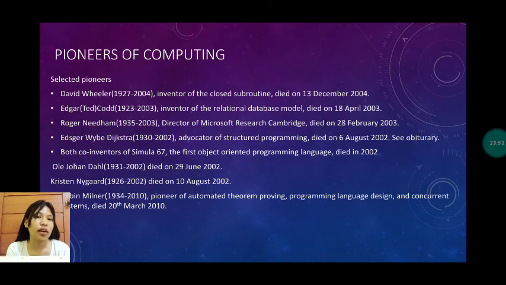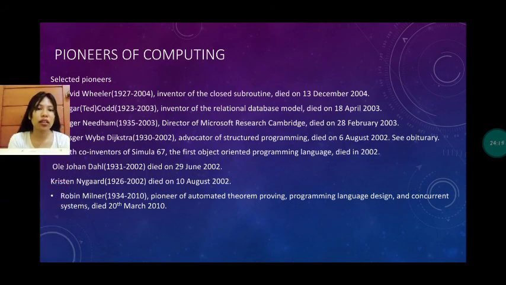Both co-inventors of Simula 67, the first object-oriented programming language, died in 2002. Ole-Johan Dahl, 1931 to 2002, died on June 29, 2002. Kristen Nygaard, 1926 to 2002, died on August 10, 2002. Robin Milner, 1934 to 2010, pioneer of automated theorem proving, programming language design and concurrent systems. He died on 20th March 2010.